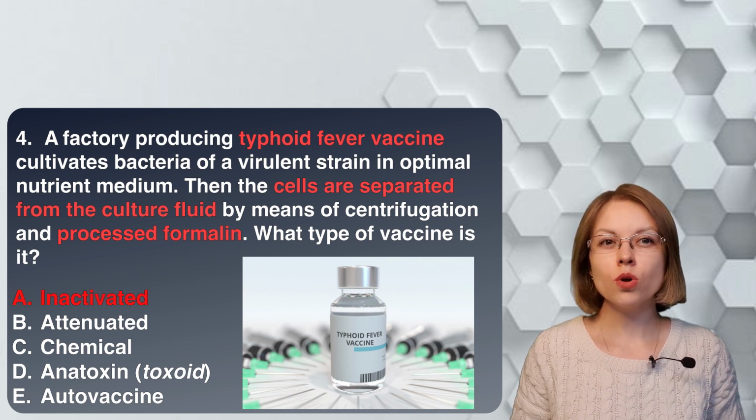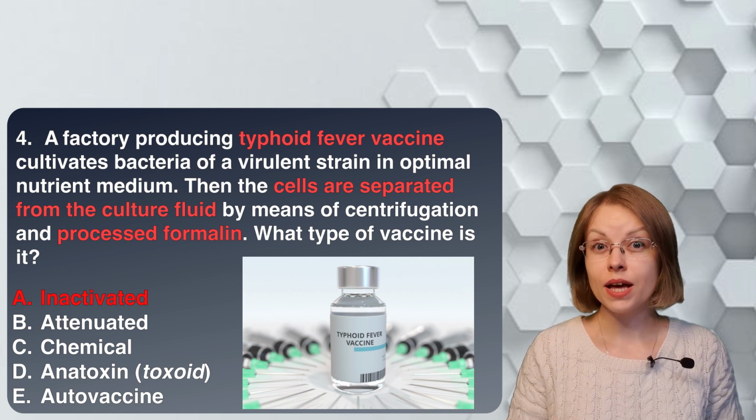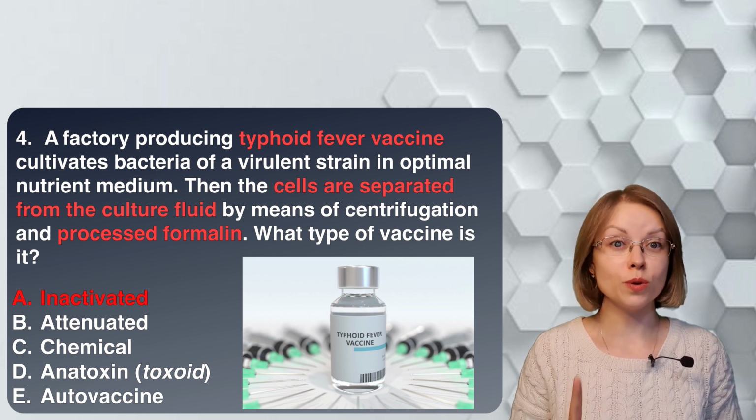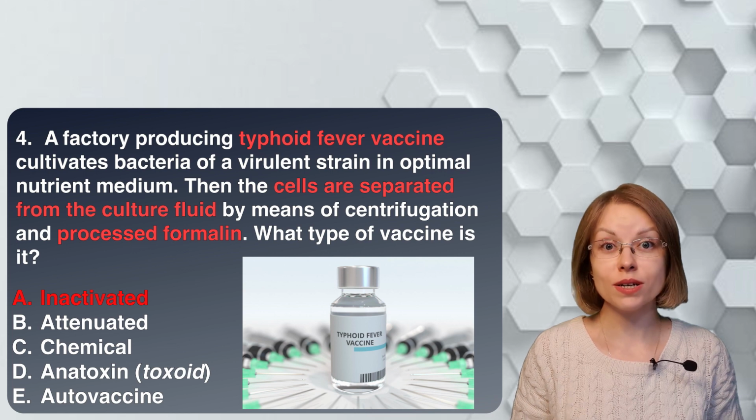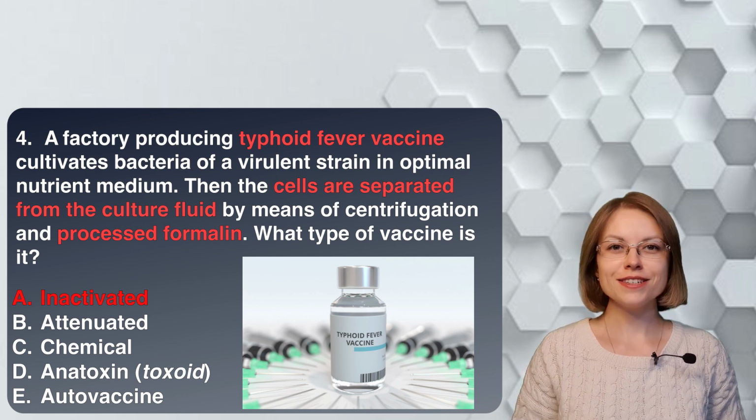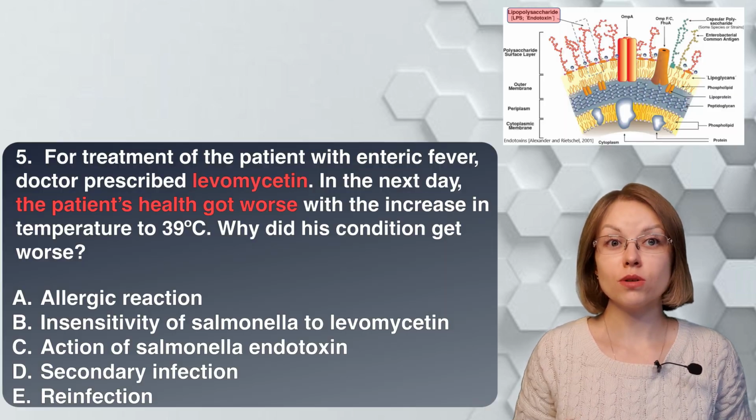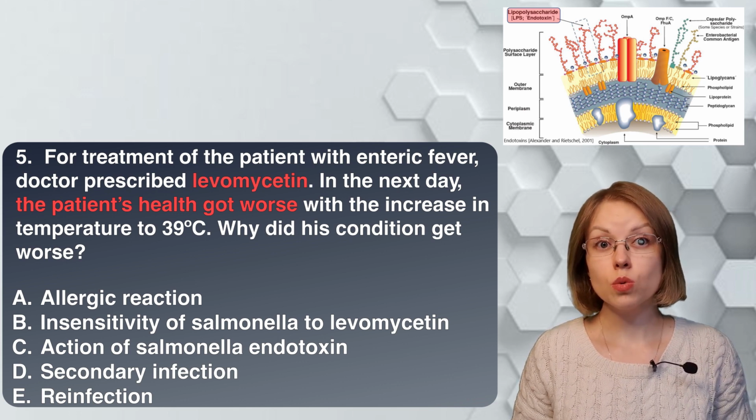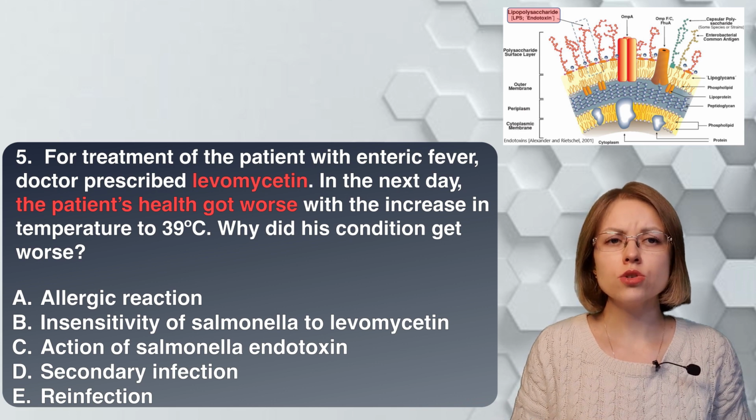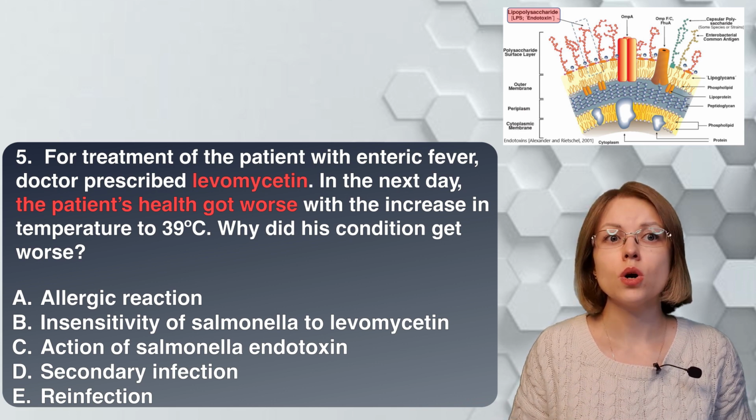But usually the following vaccines are available and widely used. The Vi vaccine, which is given as a single injection, and the Ty21a vaccine, 3 capsules. And last test. For treatment of the patient with enteric fever, the doctor prescribed levomycetin. The next day, the patient's health got worse with the increase in temperature to 39 degrees Celsius. Why did his condition get worse?